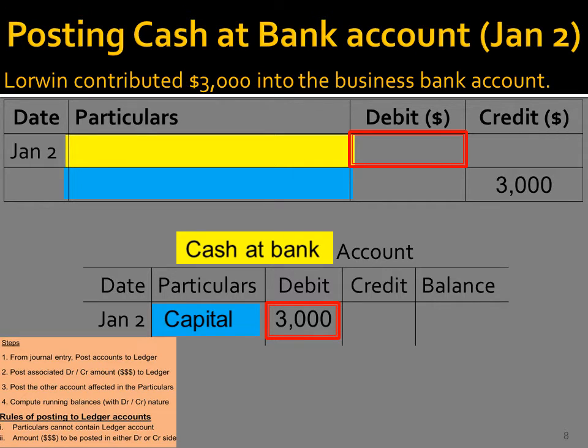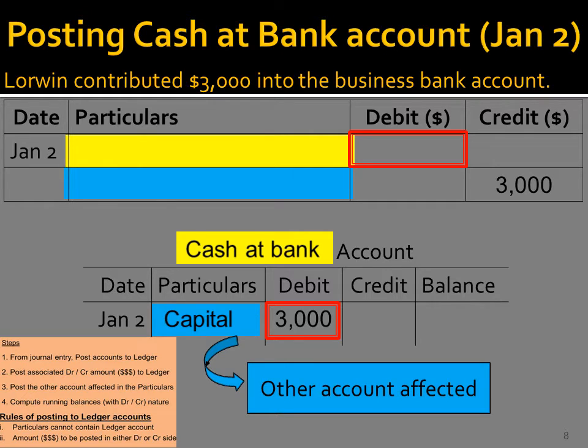Step 4, we will then compute the balance in the balance column, with the nature of it. It is a debit balance in this example. After we have posted to the ledger account, we need to check. The first check is, note that the particulars section cannot contain the ledger account that we are preparing. So I will never see the cash at bank account in the particulars column of the cash at bank account.